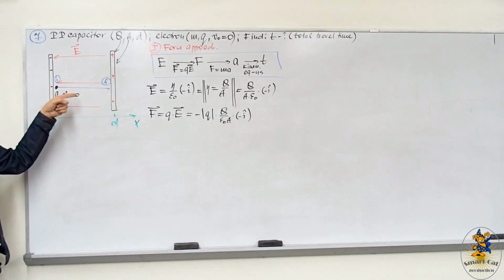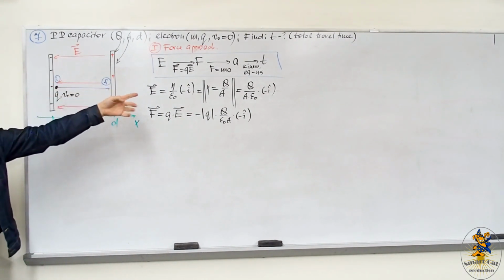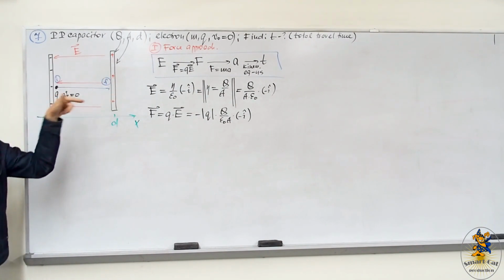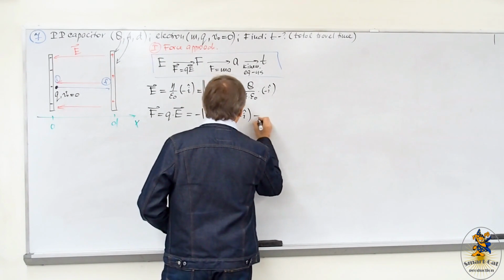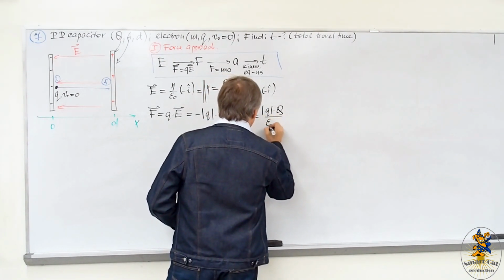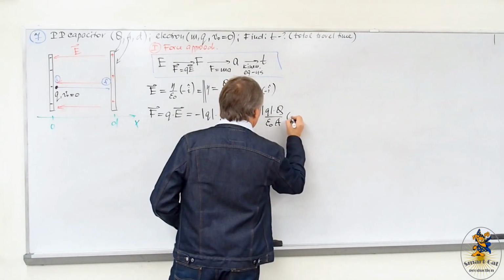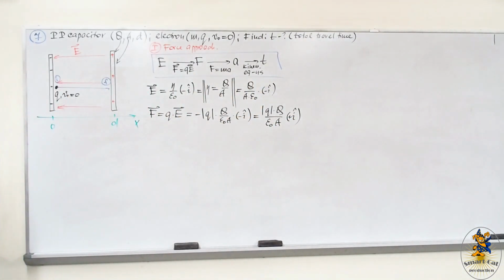And we knew that. You told me from the very beginning that the charge is going to move that way, accelerating because of that force. So force is in the positive x direction. So it will be the absolute value of small q times capital Q divided by epsilon naught times A, in the positive x direction.